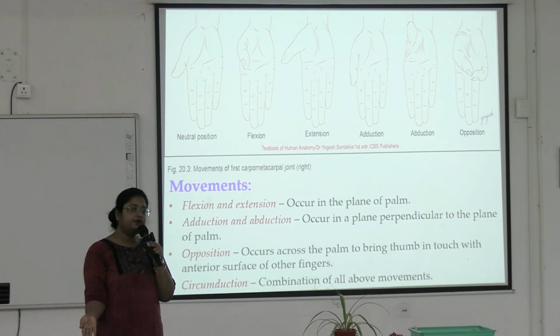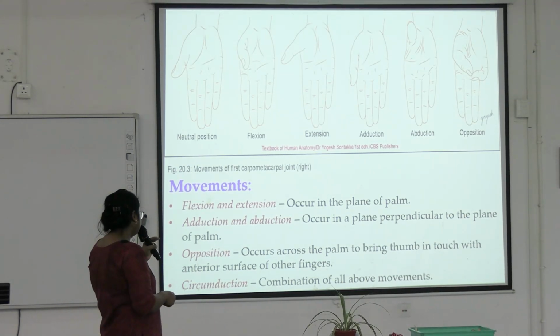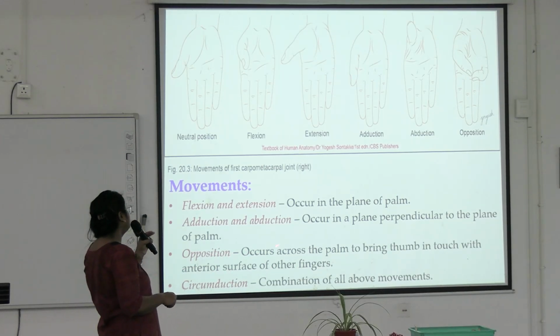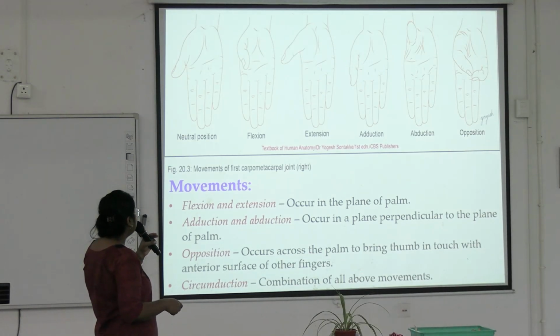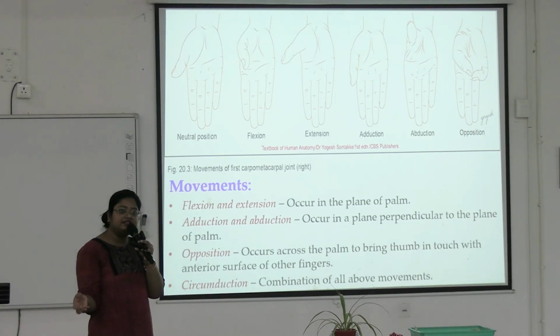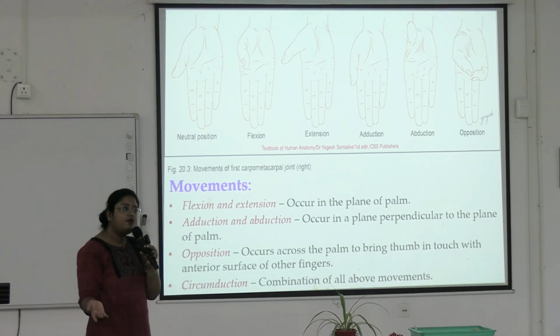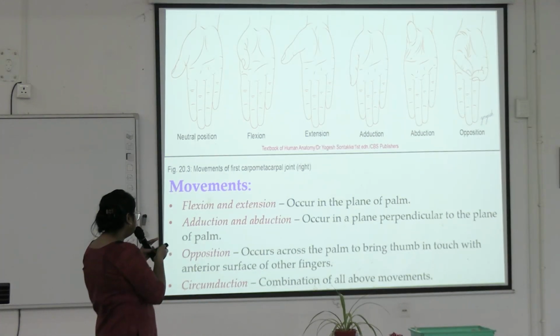Abduction and adduction occur perpendicular to the plane of the palm. Next is opposition. Opposition occurs across the palm to bring the thumb in touch with the anterior surface of the other fingers. So this movement is opposition. It is touching the tip of the other fingers. This is opposition.